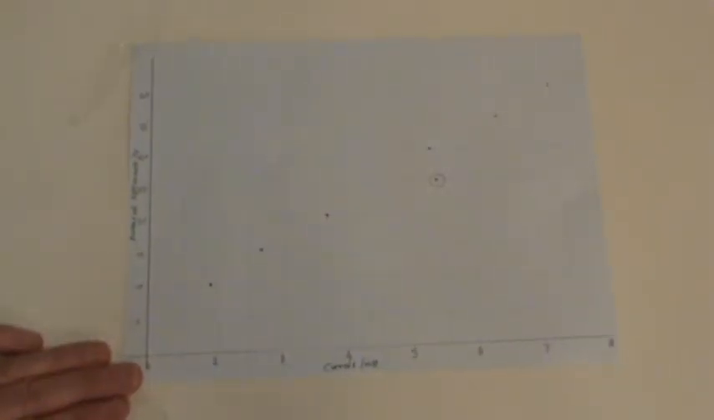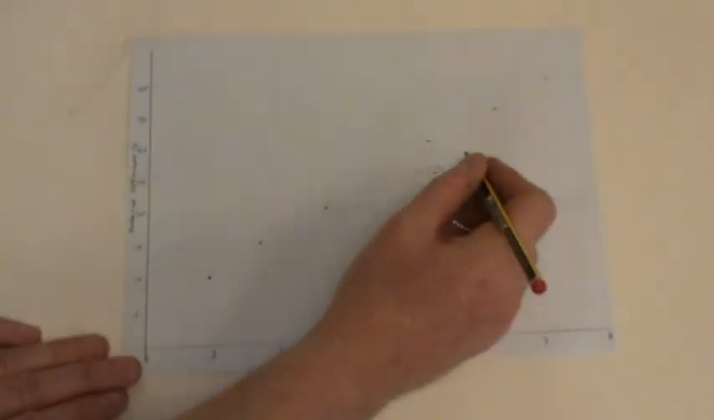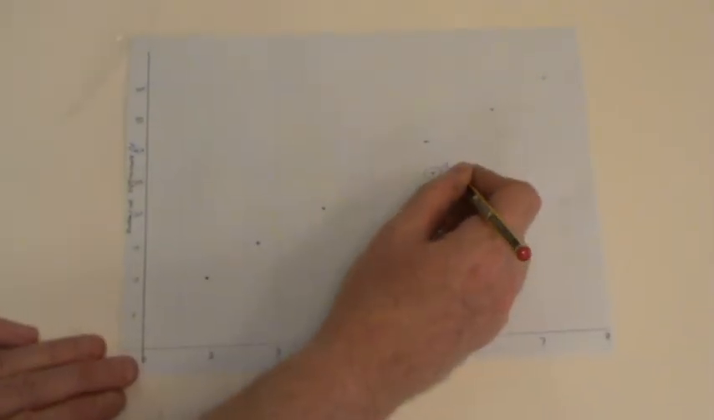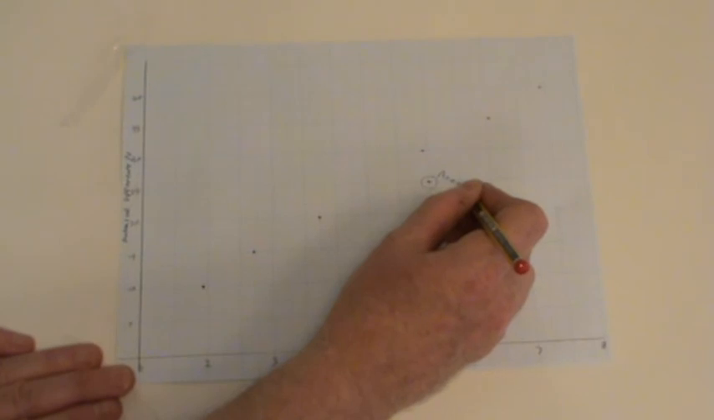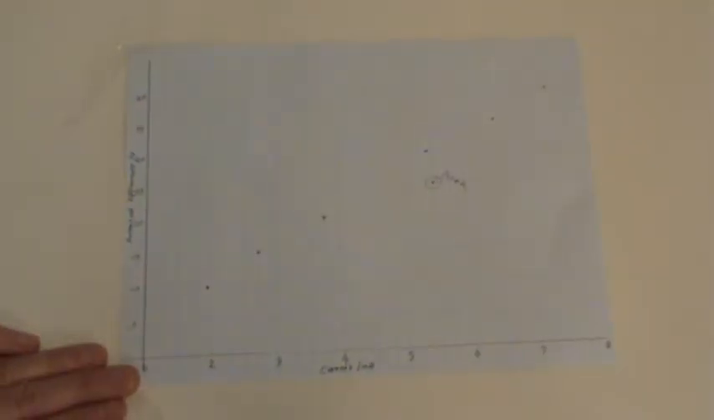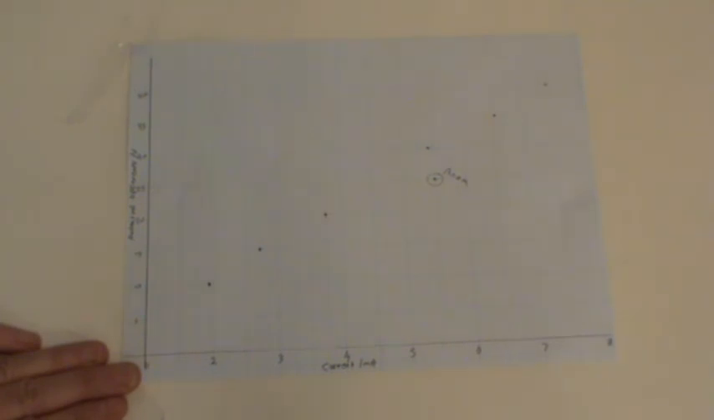Usually just by putting a circle around it is sufficient, but if you wanted to, you could actually put an abbreviation to indicate that that is an anomaly. That means that when you now come on to draw a line of best fit, you're ignoring that anomalous data.